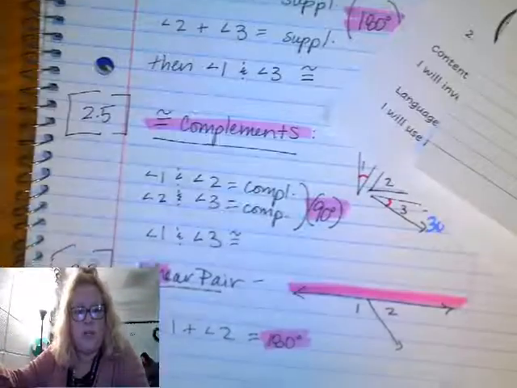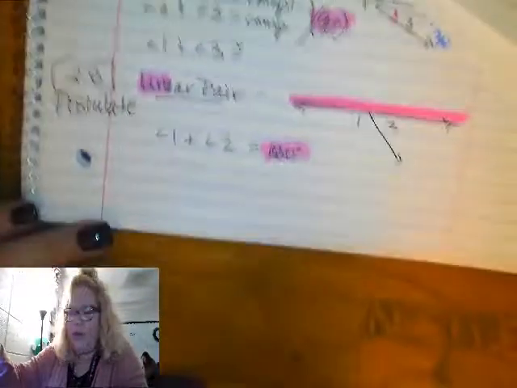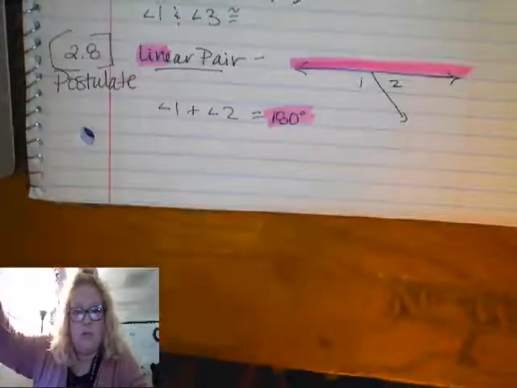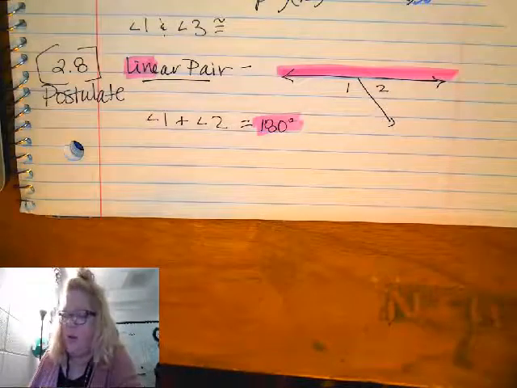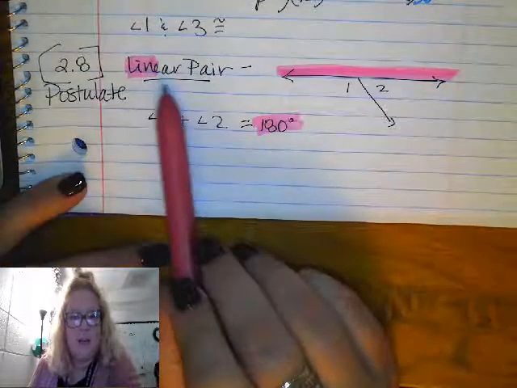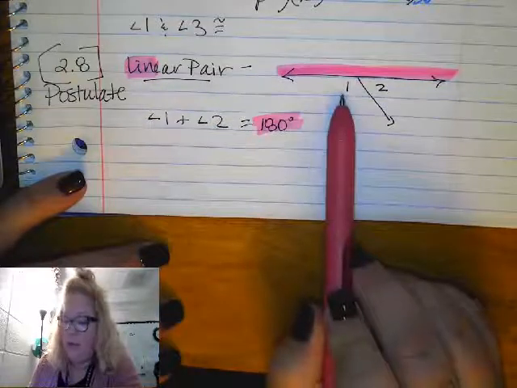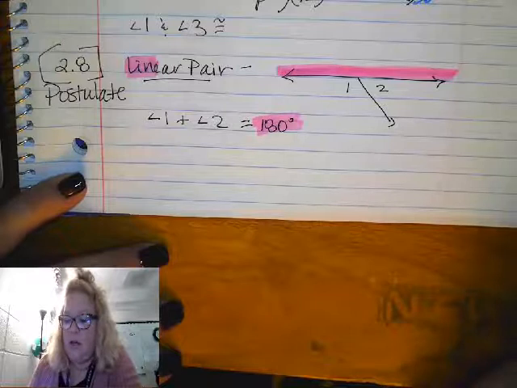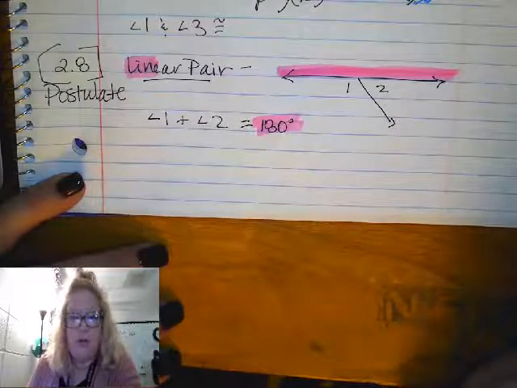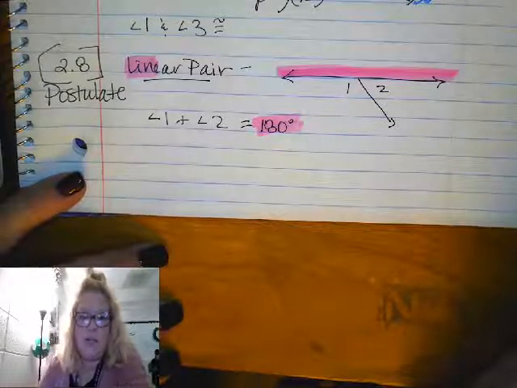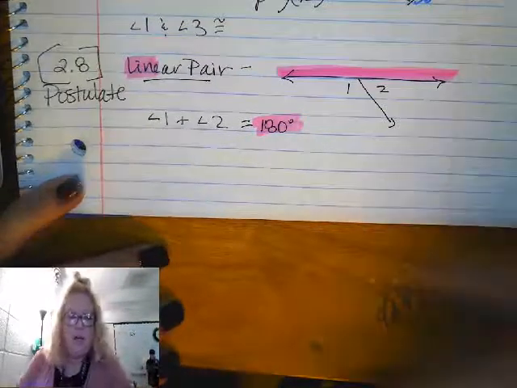In postulate 2.8, we have what's called a linear pair. And very similarly to supplementary angles, linear pairs add to be 180 degrees. The difference is that in a linear pair, they are paired together. They're next to each other to create this straight line. In supplementary angles, they could be separated. They don't have to be adjacent, but a linear pair is adjacent.